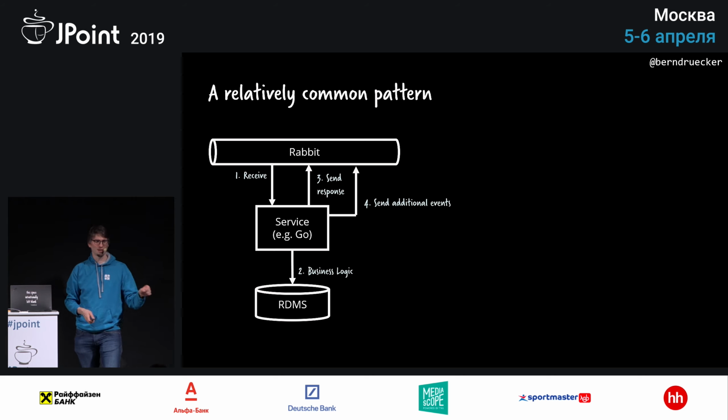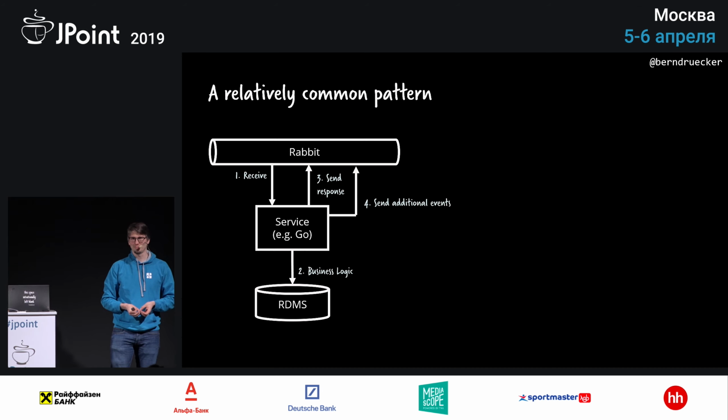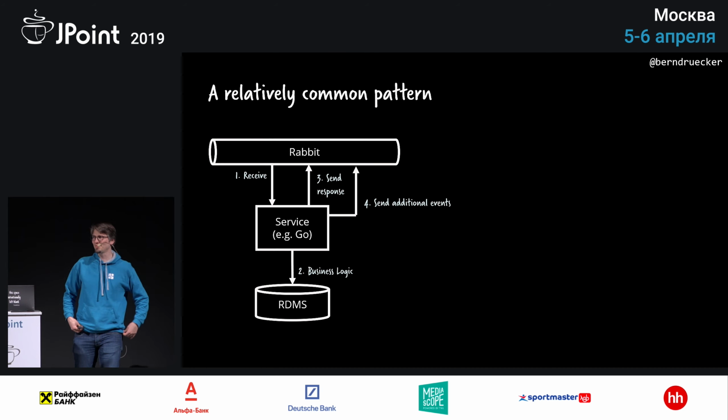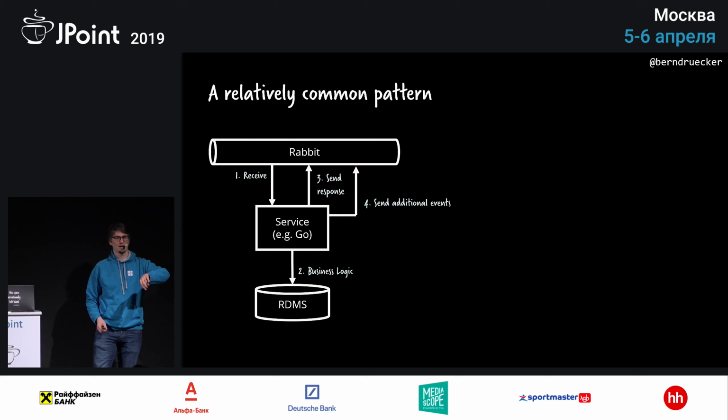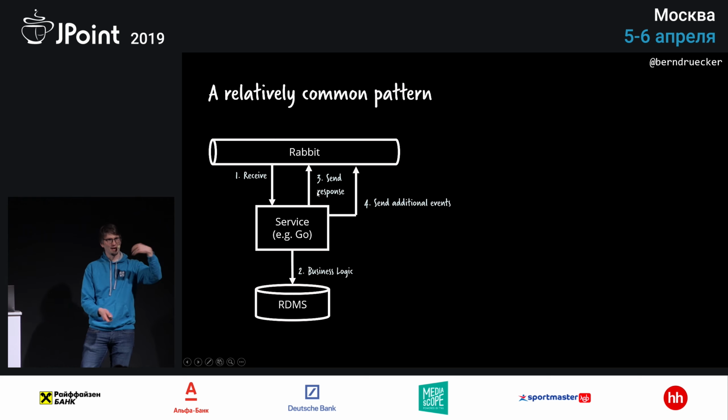And the interesting part is, how can you do that, again, in an all or nothing semantics? You don't have two-phase commit. You don't have distributed transactions available here. So how can you do that? And they even had a second requirement for that. They wanted to send the response as soon as possible. So this should be really quick because some client was waiting for it.